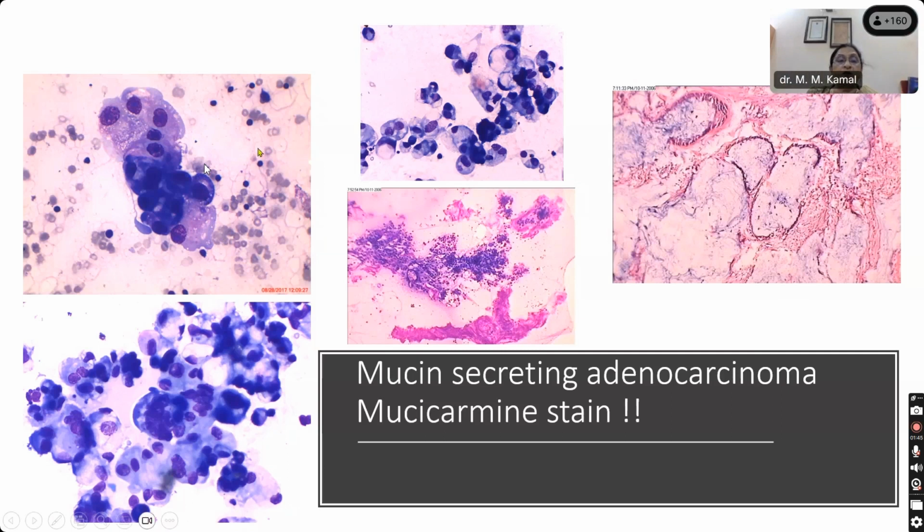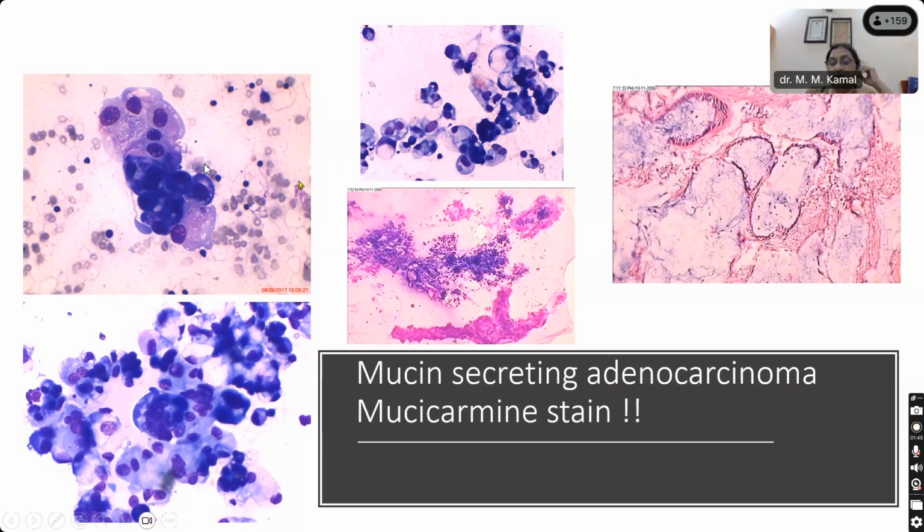Now, what are you seeing in these smears? I can see a tight cluster of cells with abundant cytoplasm and vacuolation. My first slide is in a background of RBCs. In the other slides, you can see a mucinous background. This is also stringy mucin, and this is the histology. So these are cells from a mucin secreting adenocarcinoma. Here you're getting a signet ring type of cell.